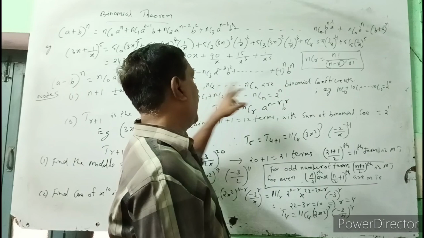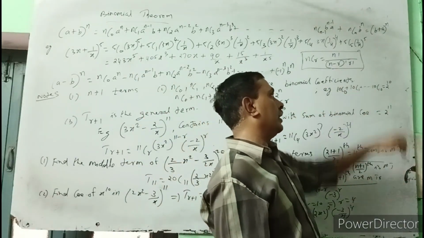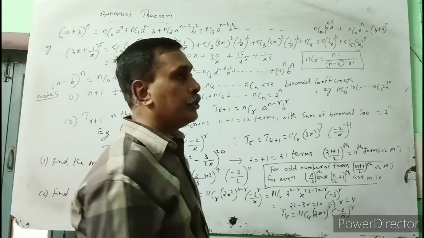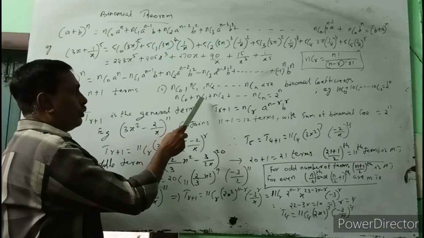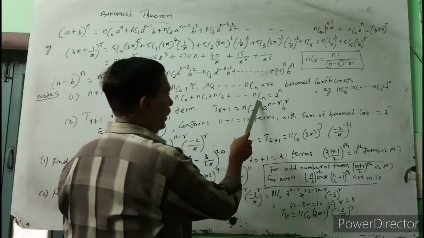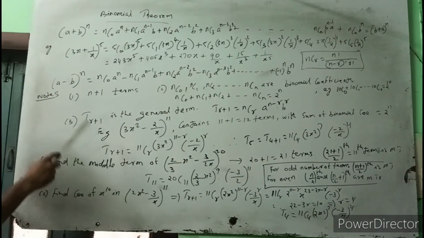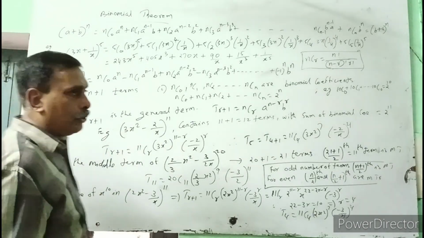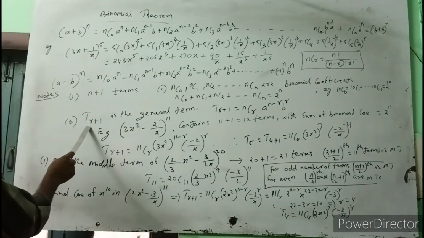Here n is 10. One example is written: n is 10, 10C0, 10C1, etc., up to 10Cn, so 2 raised to 10 will be there. This is the format: nC0 plus nC1 plus nC2 and so on. The sum of the binomial coefficients is 2 raised to n. Third, in an AP we find a particular term, the nth term. Just like that, we can find the general term.